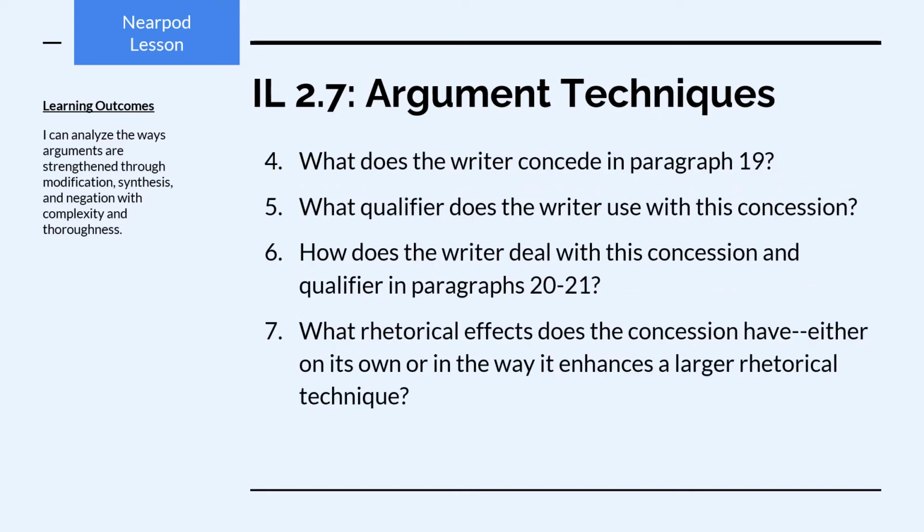Question number 4, what does the writer concede in paragraph 19? Well, right after she addresses the concessions in 14 through 17 in paragraph 18 there, she immediately makes another concession in 19. And this is where she starts to kind of make her conclusion. This is kind of the beginning of the conclusion of the essay.